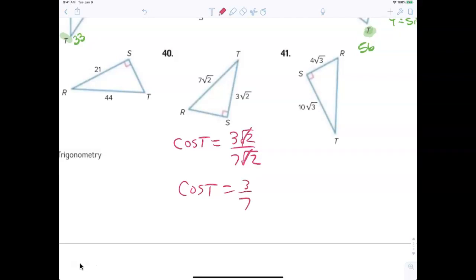All right, now, how do we find the angle? What do we do? Inverse cosine. Remember, inverse is giving you the angle. All right, so T is roughly how many degrees here, guys? 64.6. Everybody get that? Somewhere around there, 64.6.